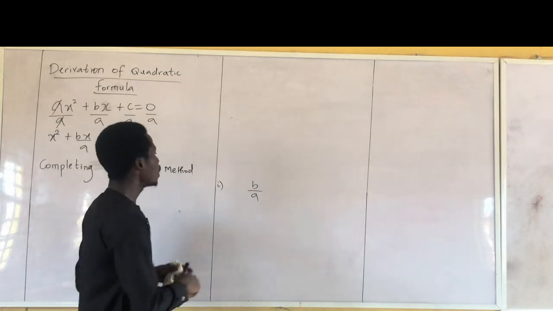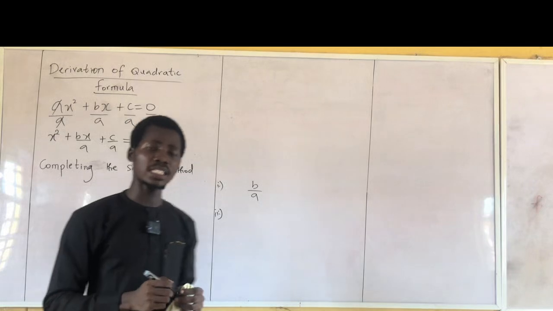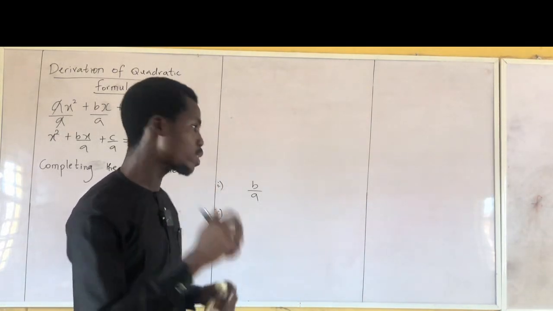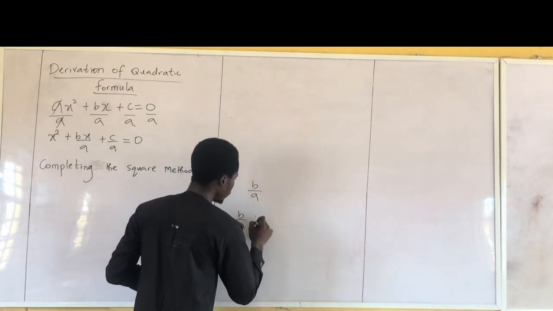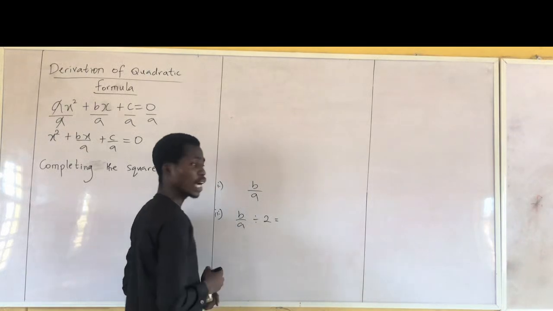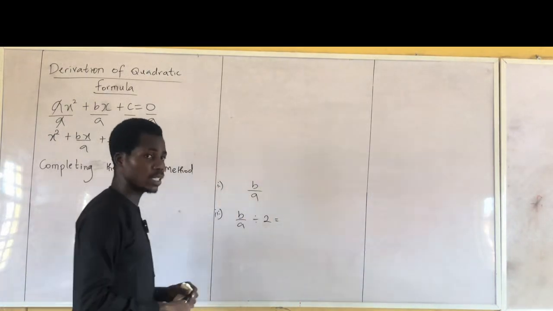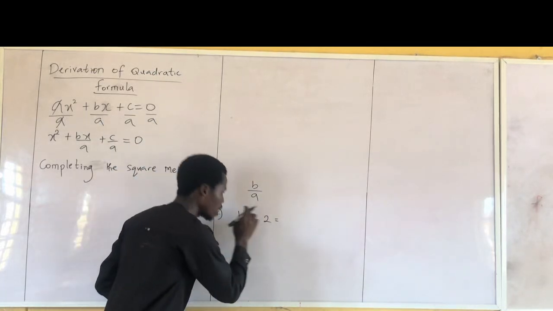Are we getting it? Now the next step is to divide that coefficient by 2. So if you do b over a divided by 2, what is this going to give you? Mathematically, how do we solve this? You will change this division sign. Don't forget, in primary school, that's the way our auntie used to do them, right?